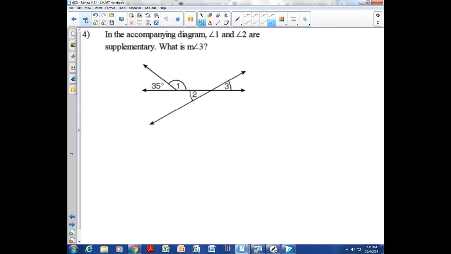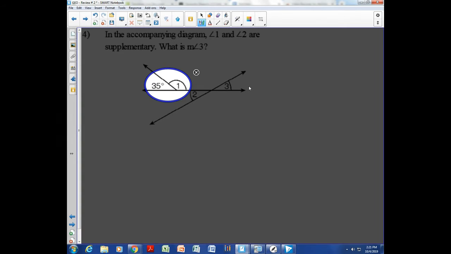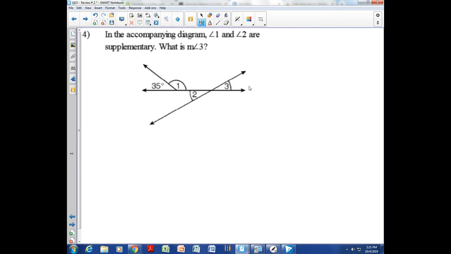Question 4, I intentionally put on the review to demonstrate the importance of reading through the given. In the accompanying diagram, angles 1 and 2 are supplementary. That's very important to remember. What is the measure of angle 3? Well, in this problem, we're going to start out right there at angle 1. Looking at angle 1 visually, we see angle 1 and that 35-degree angle are clearly linear pairs and therefore supplementary. So we could just start out with 180 minus 35 to figure out that the measure of angle 1 has to be 145.